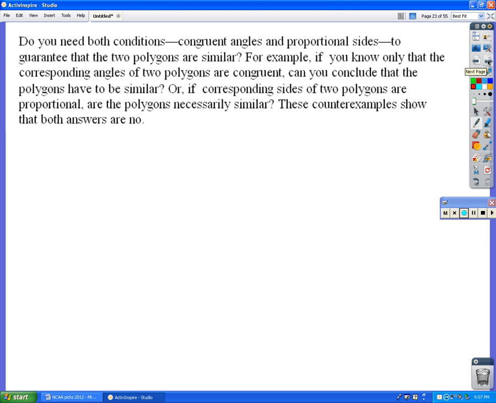well. Okay, so the question then is, do you need both conditions, congruent angles and proportional sides, to guarantee that the two polygons are similar? For example, if you know only that the corresponding sides of two polygons are congruent, can you conclude that the polygons must be similar? Or, if corresponding sides of two polygons are proportional, does that mean that they're similar? In other words, if you know the angles are the same, does that mean the sides are proportional? Or if you know that the sides are proportional, do you know that the angles must be the same? Well, it turns out the answer to both of those questions is no.